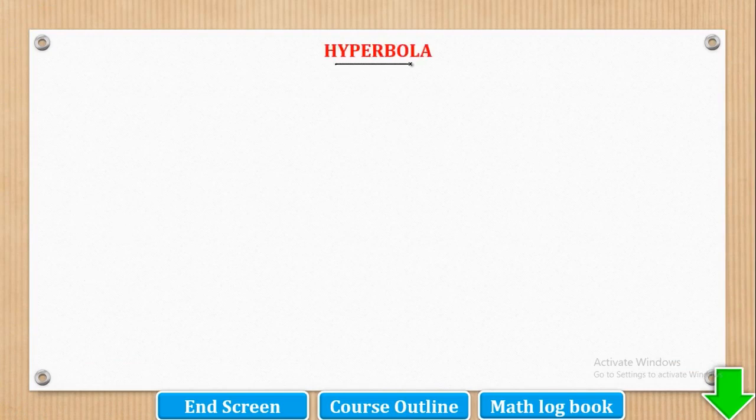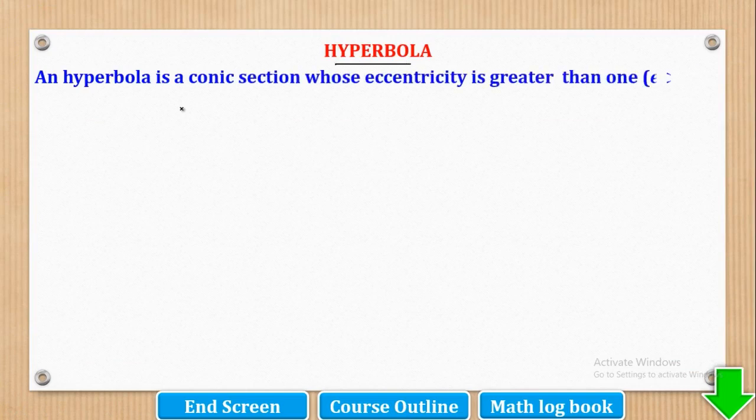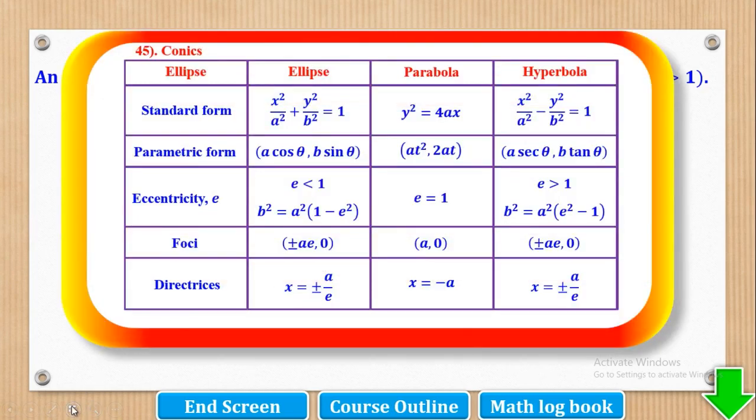So let's now start on hyperbola. Like we said under the video of parabola, you remember we said that when the eccentricity is greater than 1, it becomes a hyperbola. And the good thing is in your mathematical logbook, there are some parameters which we need in this video of hyperbola. So we need the general equation of a hyperbola, which is this. It's a little different from the ellipse. In the ellipse it was plus, but now it is minus.